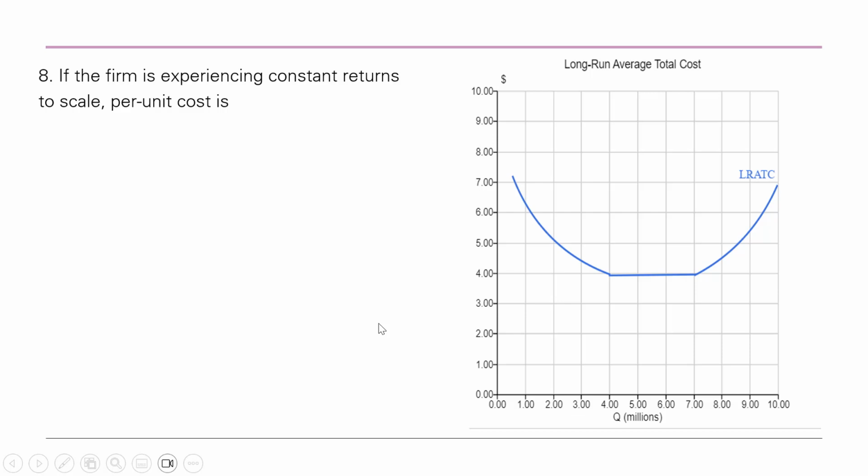Question 8, same graph. If the firm is experiencing constant returns to scale, per unit cost is... correct answer here is $4. So constant returns to scale occurs when the long-run average total cost curve is horizontal. And we can see in this diagram that occurs at a cost of $4. So reading that number off the vertical axis, constant returns to scale happens at a per unit cost of $4.